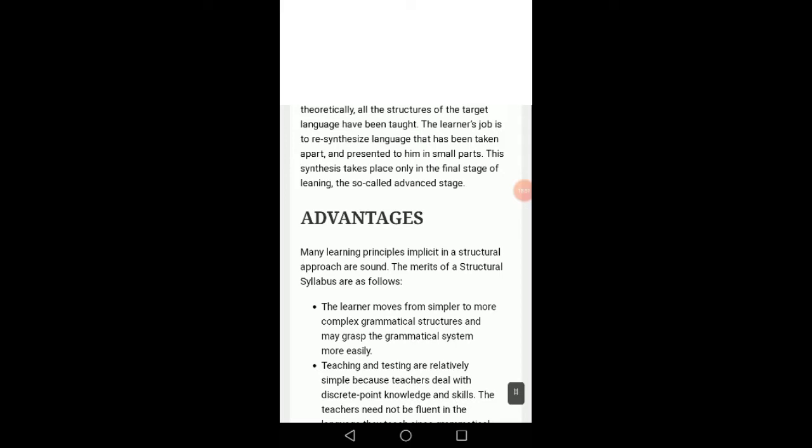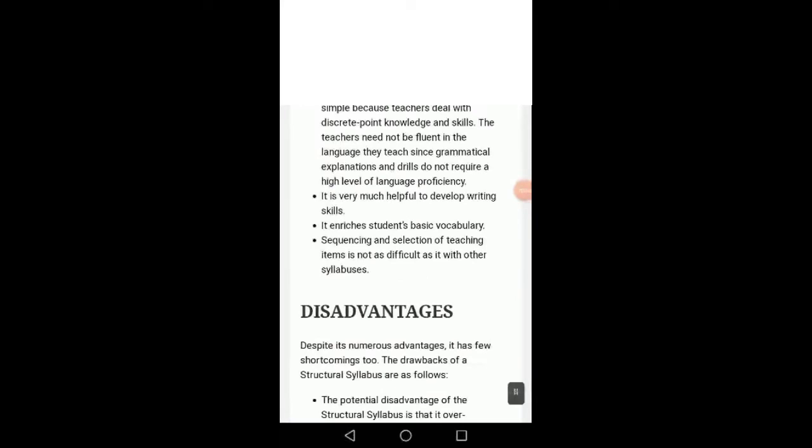Grading is also simple. The teacher need not be fluent in the target language they teach, since grammatical explanation and drills do not require a high level of language proficiency. This also makes the job of the government easy. If they cannot find a fluent speaker of the target language, anyone who has proficiency in the target language by studying different grammar books can teach this language, because this does not demand fluent speaking of that target language.